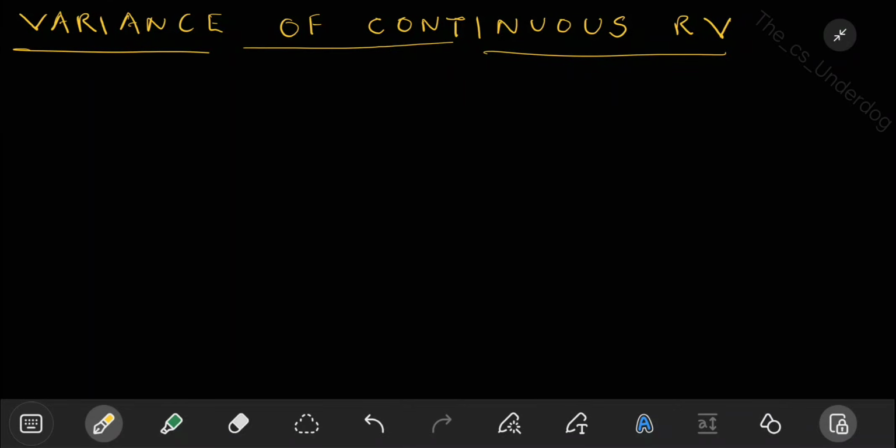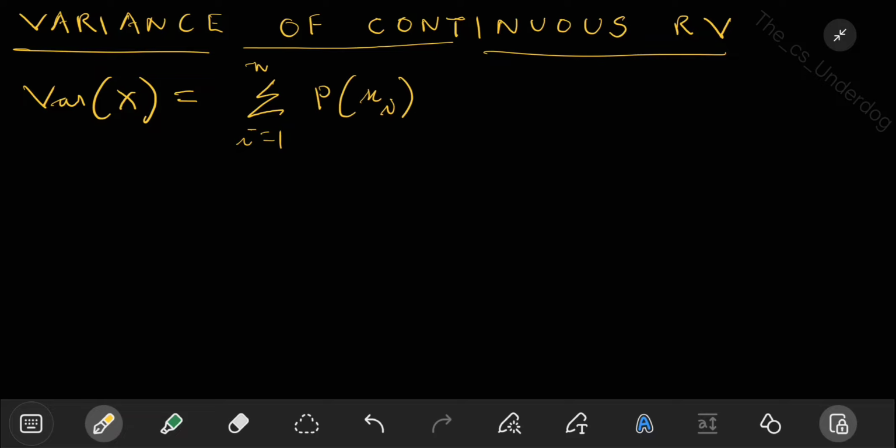Variance of a continuous random variable. In the previous lecture, we saw how to find the variance of a discrete random variable. How did we find it? If X is a discrete random variable, variance of X is equal to the sum over i equal to 1 to n. And what did we sum over? Probability of xi into (xi minus mu) the whole square.